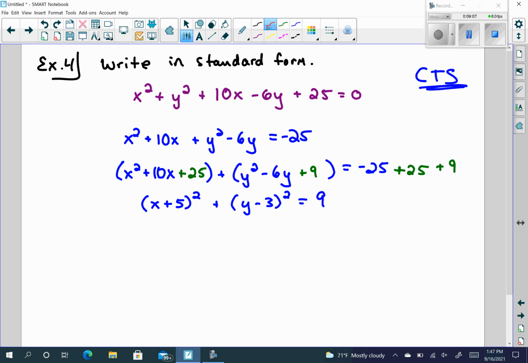And then if we were asked to identify the center and the radius, the center would be negative 5, 3, and the radius is the square root of 9, which would be 3.